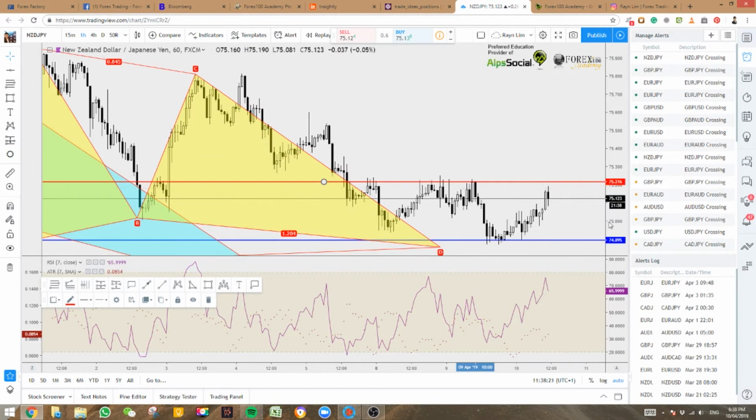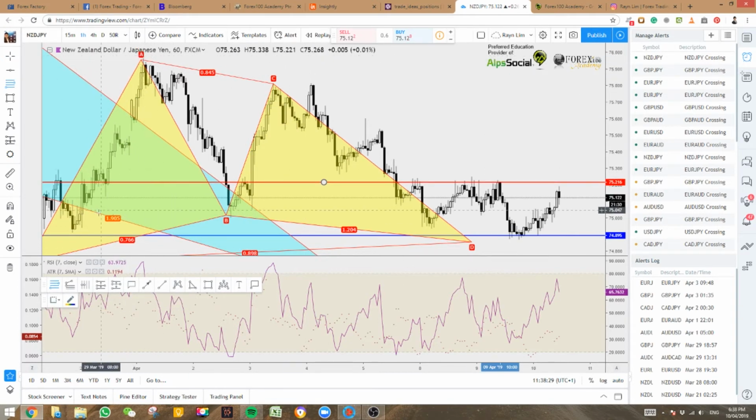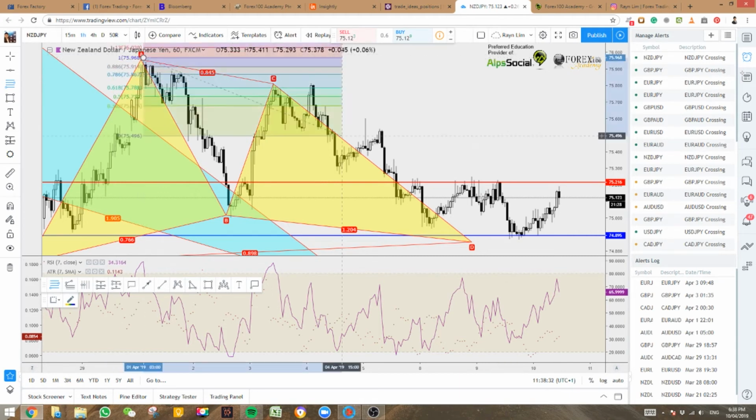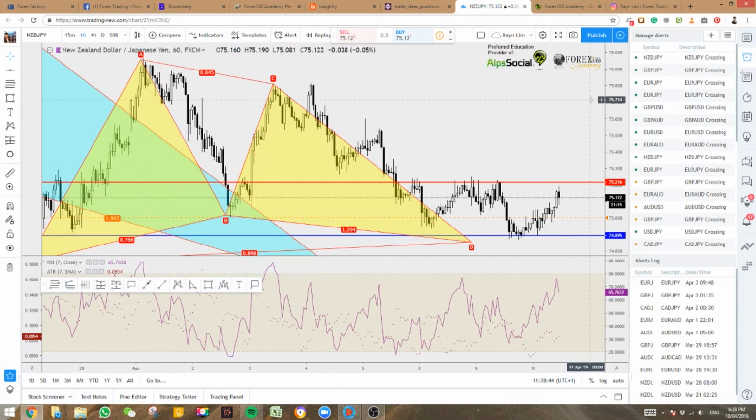And of course, the likelihood is that the market, at 75.21, may go into exhaustion. Let us see if there's any Fibonacci level hitting that level. Okay, close by, not exactly on the level. Alright, so take note, New Zealand yen traders.